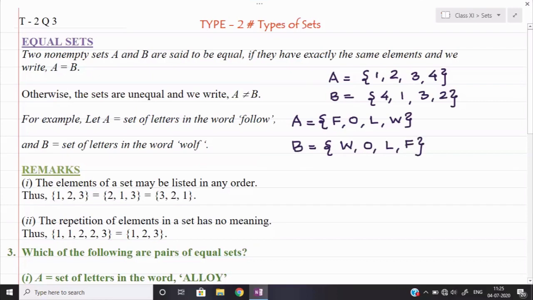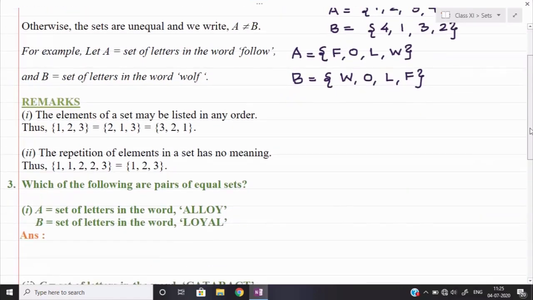Now you observe A and B contain exactly the same elements. The number of elements is also the same. So in both the cases we can say that sets A and B are equal. Some remarks we have given here. So this remark you need to remember.